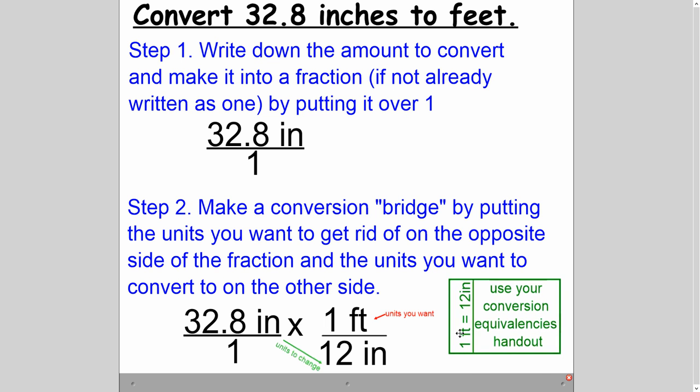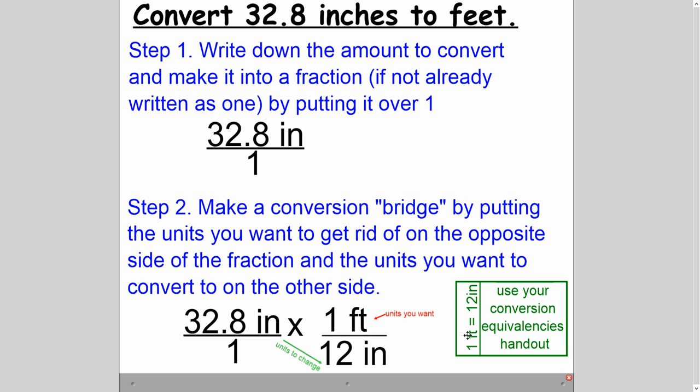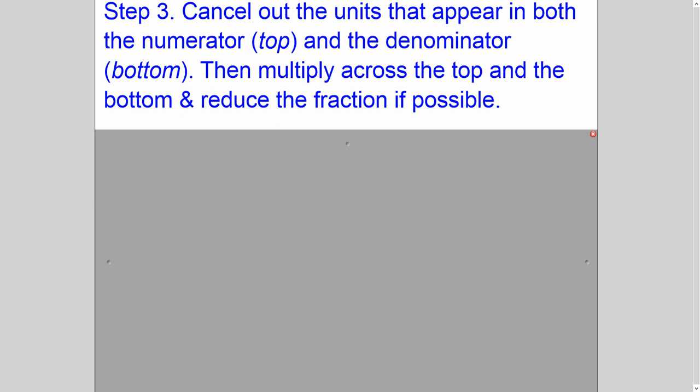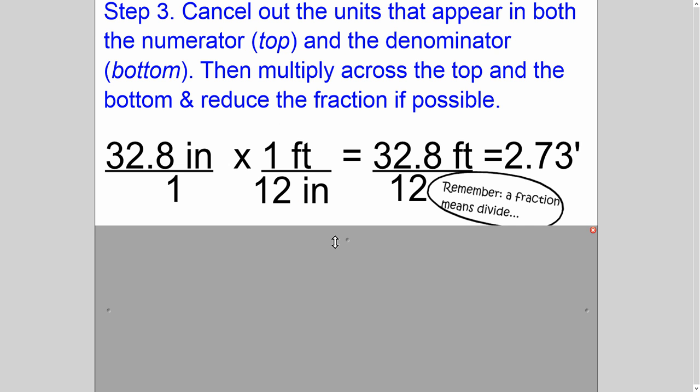I got the 12 inches equals 1 foot from my unit conversions equivalency handout. Although it is probably one you know, the other ones you might not know so much, so you look there for it. So now you've got that set up. You're going to cross out the inches. You've got the unit you need is feet.